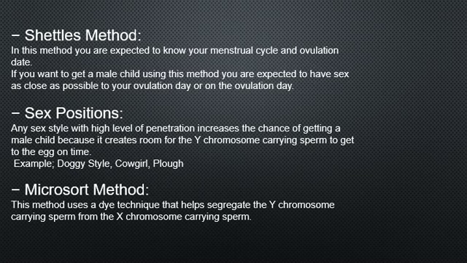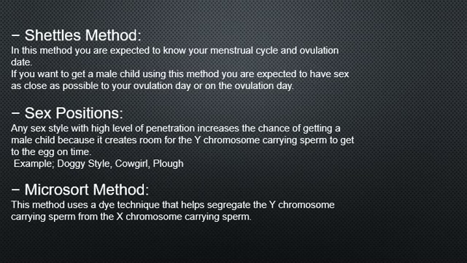That takes us to the microsort method. This method uses a dye technique that helps segregate the Y chromosome carrying sperm, that's the boy producing sperm, from the X chromosome sperm, that's for the girl. The sperm of the desired gender will be inserted directly into the uterus through what we call the artificial insemination method. The success rate of this method is said to be about 85%.